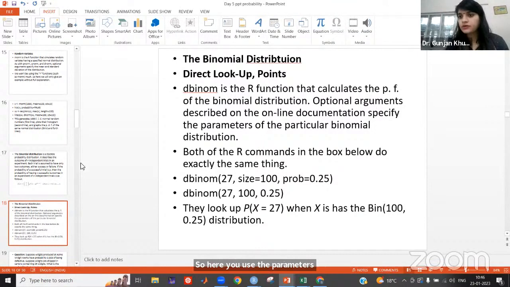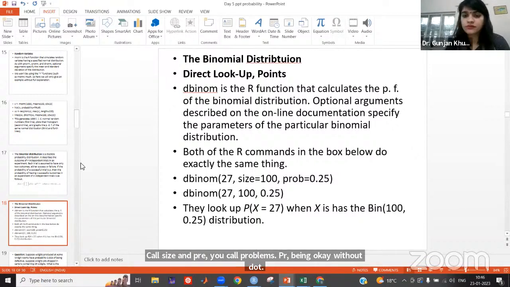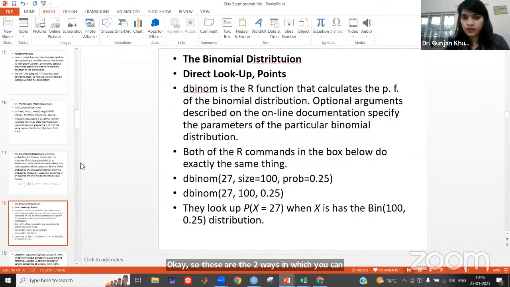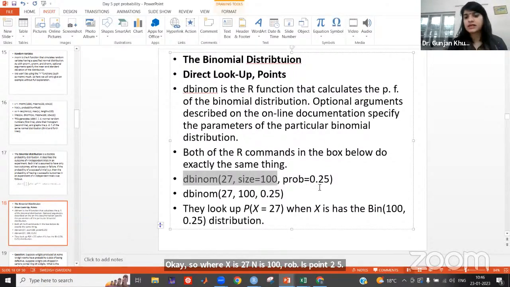So small n you call size and p you call prob, without the dot. These are the two ways in which you can calculate the probability mass function of the binomial distribution, where x is 27, n is 100, and prob p is 0.25. Please calculate this value. You can use both syntaxes.